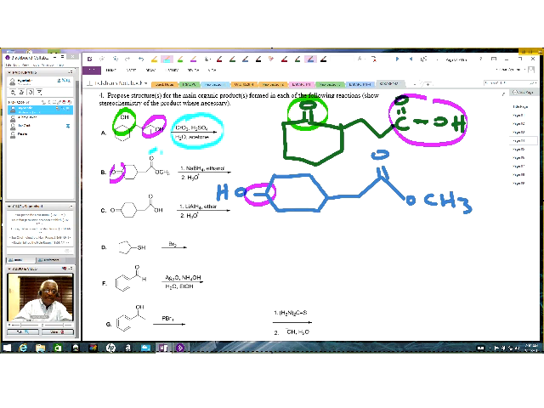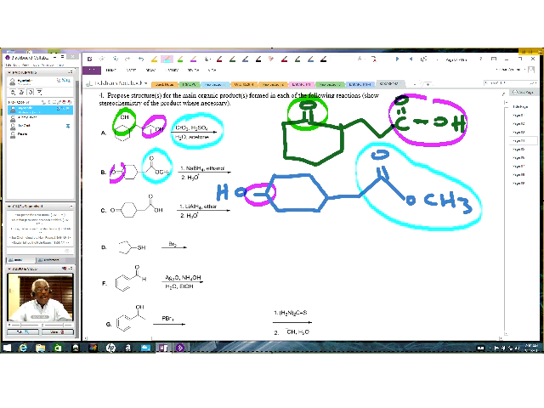So as you can see here, the ester functionality here, which is this here, simply remains the same in the product. So once again, this is a case of knowing your reagent. This is a case of knowing your reagent and what they do.